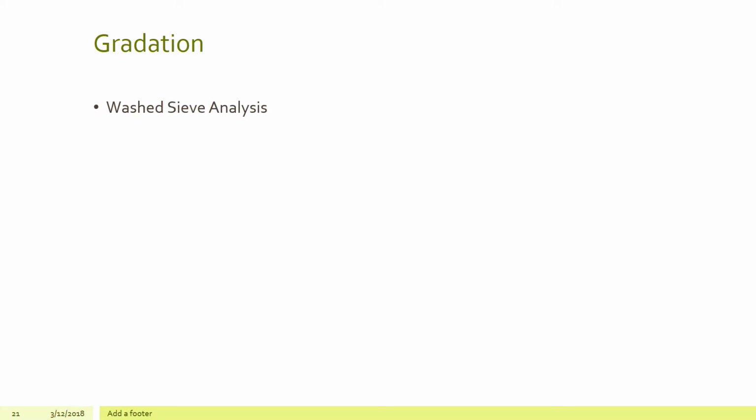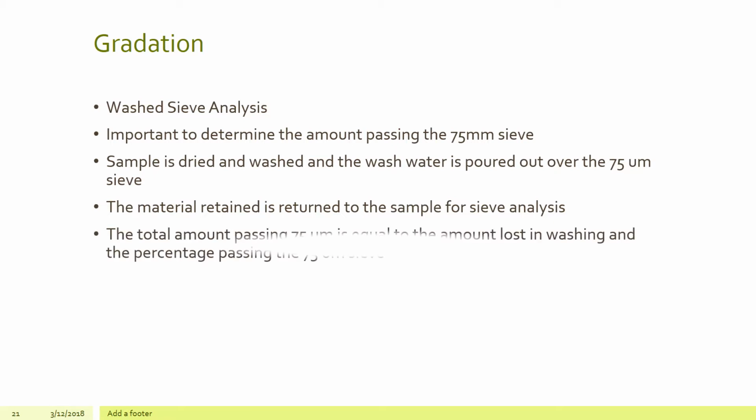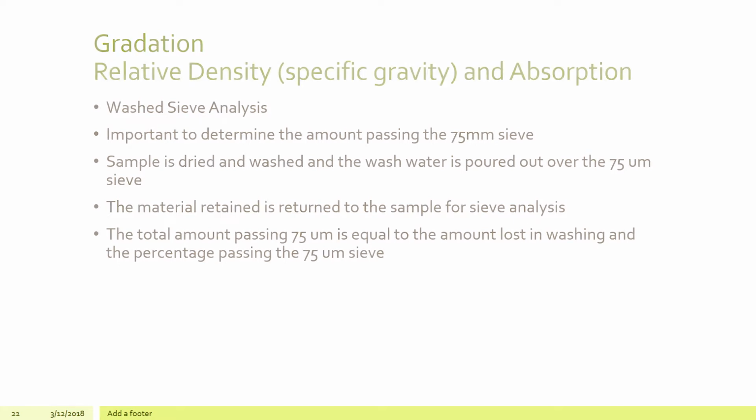When we look at gradation, we want to look at the washed sieve analysis. And it's important to determine the amount passing through the 75 micrometer sieve size that we have. The sample is dried and washed, and the wash water is poured out over the 75 micrometer sieve. The material retained is returned to the sample for the sieve analysis. The total amount passing, again, the 75 micrometer sieve is equal to the amount lost in the washing, and the percentage passing that sieve size.